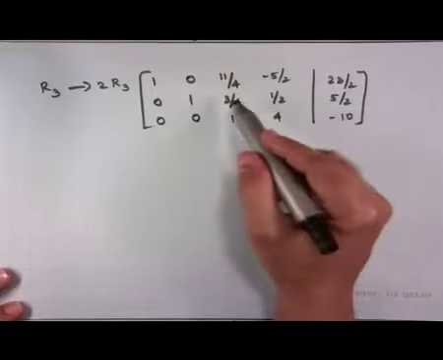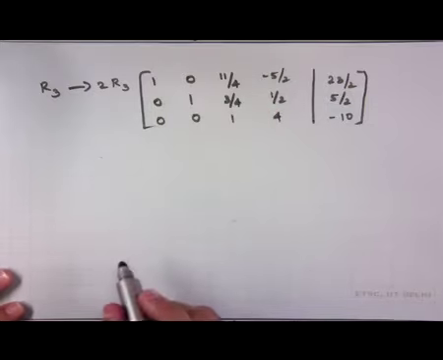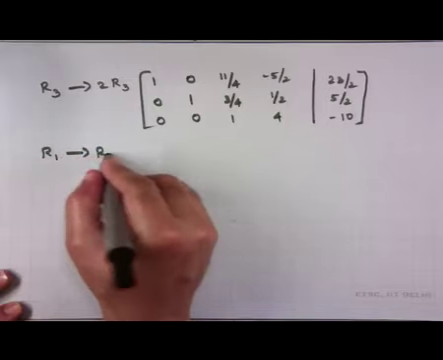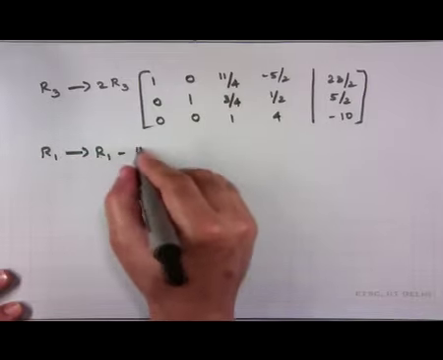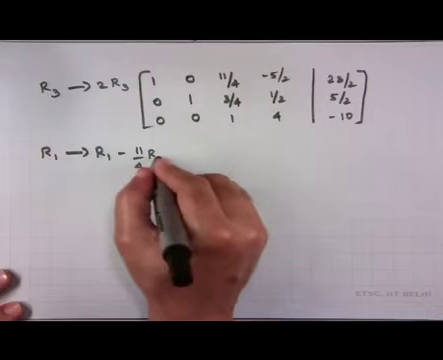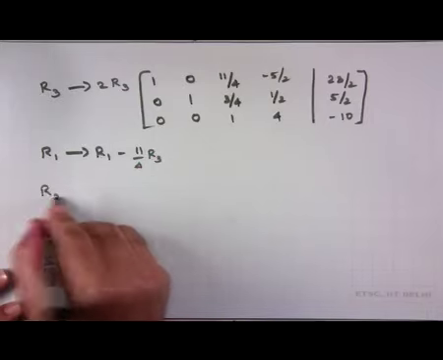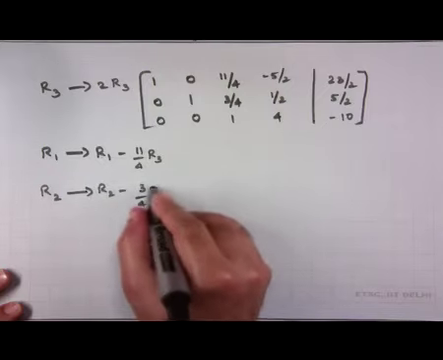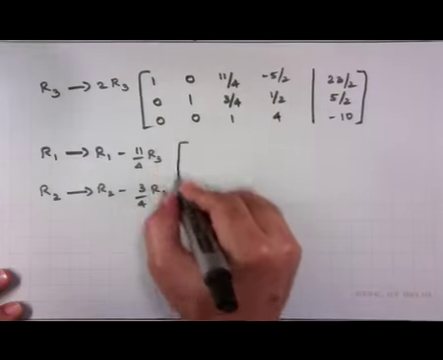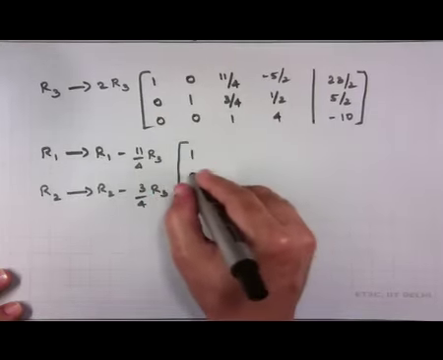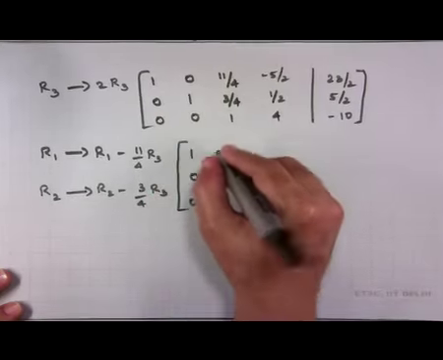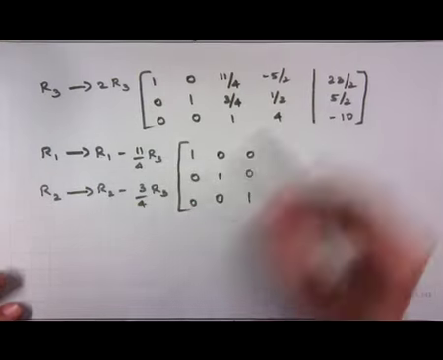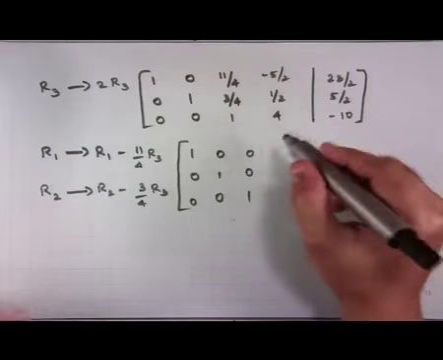Let us convert the other elements 3 by 4 and 11 by 4 into zeros. R1 is replaced by R1 minus 11 by 4 times R3. R2 is replaced by R2 minus 3 by 4 times R3. The first 3 columns are just going to be 1 0 0, 0 1 0 and 0 0 1. Now, let us try to manipulate the remaining columns.